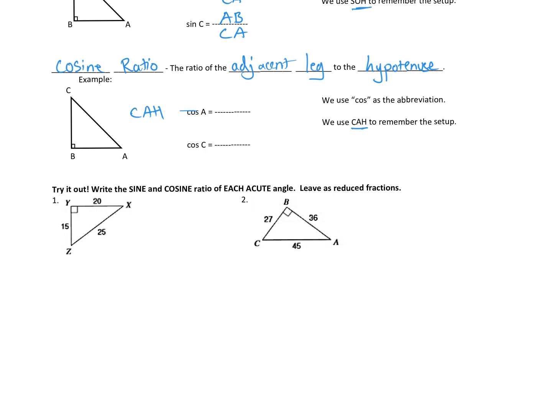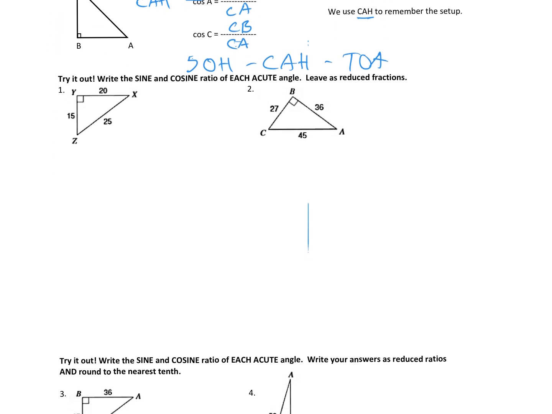Here, our cosine of, let's say, A is our adjacent, which is BA, over our hypotenuse, which is CA. Our cosine of C is our adjacent, which is CB, over our hypotenuse, which is CA. That is what we do. So the whole thing is SOHCAHTOA. So let's try this out.